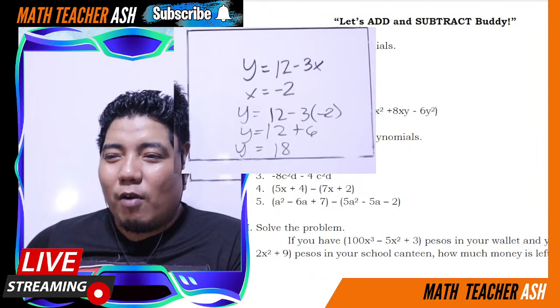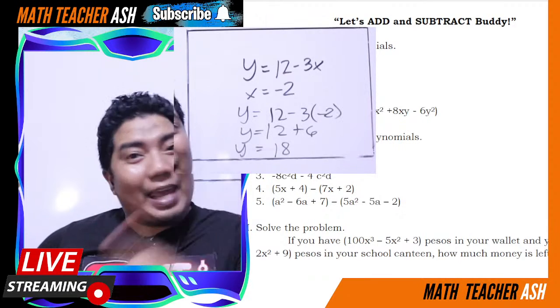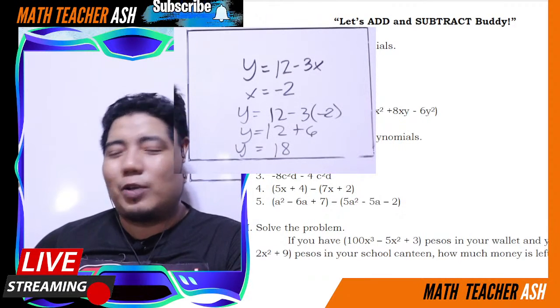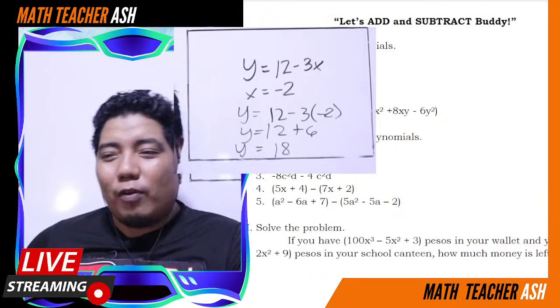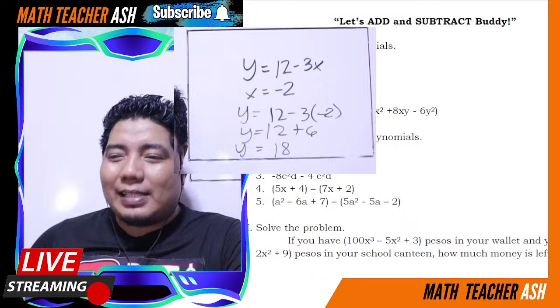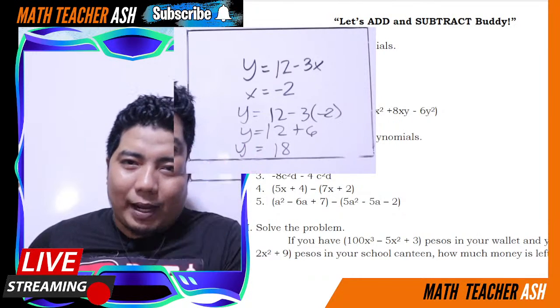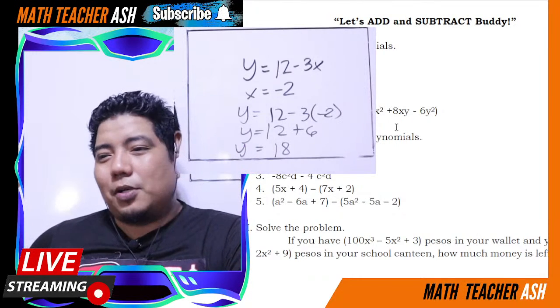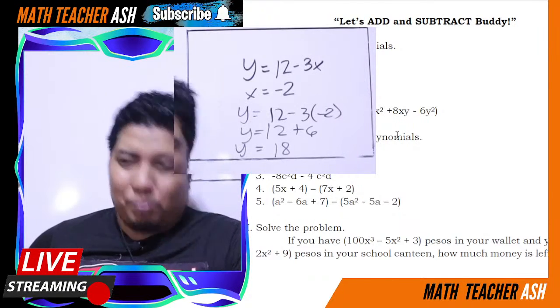How about this one? 4xy plus 10xy. So, pareho sila xy. So, you can add 4 plus 10, that is 14xy. Okay, so ganun lang din, my dear math learners. Pagsasamahin mo lang kung ano yung magkapareho ng variables, or kapareho ng terms.